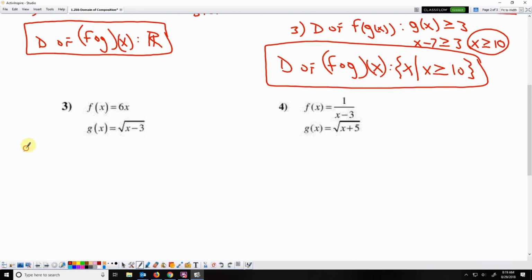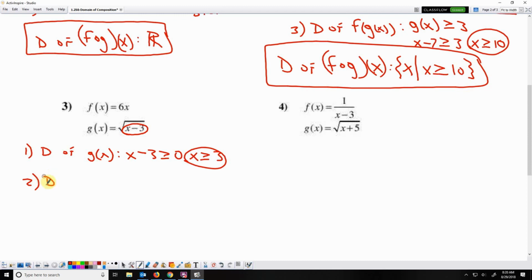In number 3, the inner function, domain of g of x. I've got a radical, and what's under it has to be greater than or equal to 0. So x is greater than or equal to 3. I'm going to circle that because that's part of my final answer.